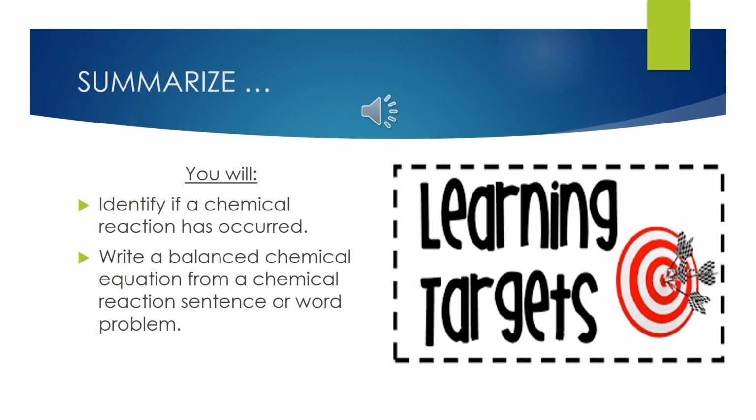A quick summary is that you will be able to identify if a chemical reaction has occurred, and you will be able to write a balanced chemical equation from a chemical reaction sentence or word problem.